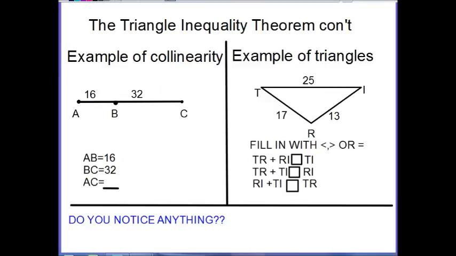So here are some more in-depth looks at the triangle inequality theorem. Here's an example of collinearity, where B is between A and C. So if AB is 16 and BC is 32, what would be the length of AC? Hopefully we know to just add those up, and what we'd end up with is AC is 48 units long. Now, for our next one, where the 3 points are non-collinear and therefore make up a triangle, we're going to fill it in with less than, greater than, or equal signs.